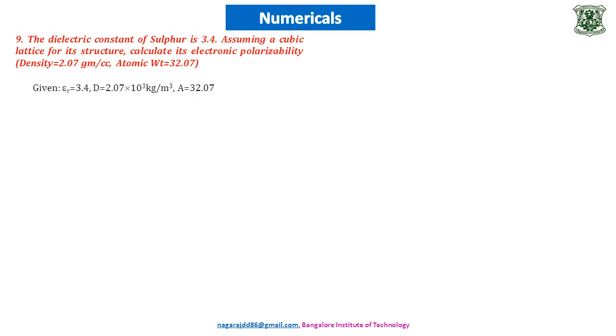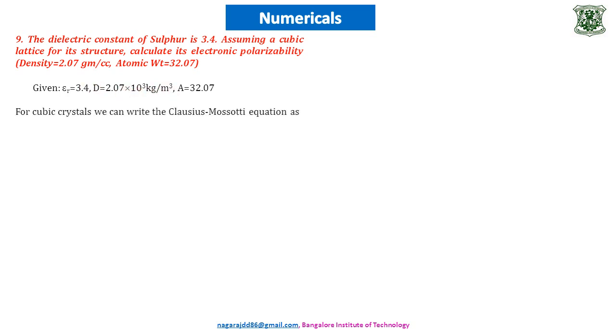Let us proceed. So I list out the data given. One correction here, density is actually given in gram per cc. I have written it in kg per meter cube. So you know how to convert gram to kg, centimeter cube to meter cube. So you get this answer.